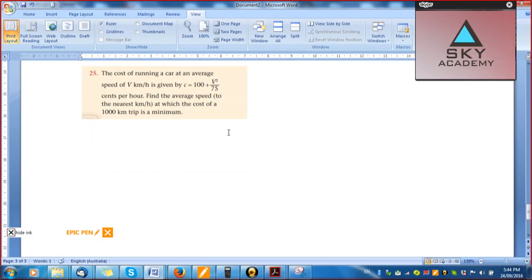Let's have a look. The cost of running a car at an average speed of v kilometers per hour is given by that, in cents per hour. Find the average speed at which the cost is a minimum. So for this question, it's really quite simple. Whenever you're looking for a minimum, we want when the first derivative is equal to 0.